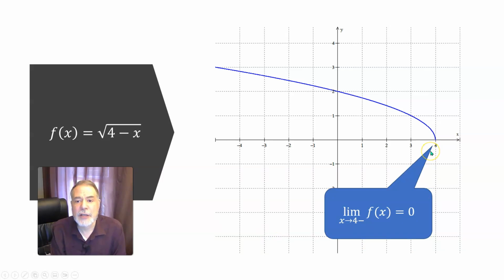And that limit turns out to be 0, because when x is close to 4, 4 minus x would be close to 4 minus 4, which is 0. And so the square root of that would be close to the square root of 0, which is 0. And you can see that on the graph. The points on the graph with x coordinates that are close to, but just a little bit less than 4, all have y coordinates that are close to 0.